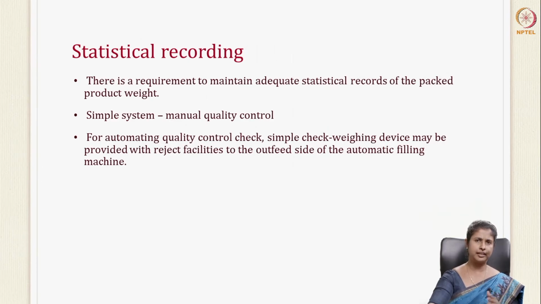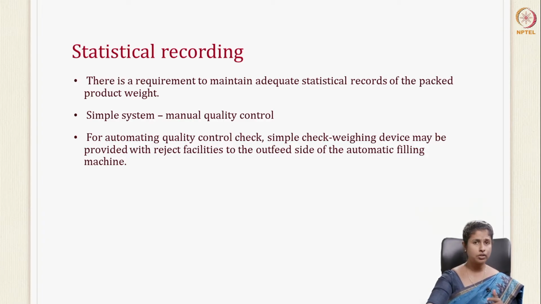In a packaging line, it's important to maintain a statistical record. Periodically measure and see if the weights are being added properly, whether it's volume or weight, and that it is being added in the correct measure. So in statistical recording, there is a need to maintain adequate statistical records of the packaged weight. It's just a manual quality control where you will periodically weigh the materials and see if it is being maintained. If there is a deviation, you'll see what is the rate at which the deviation takes place.